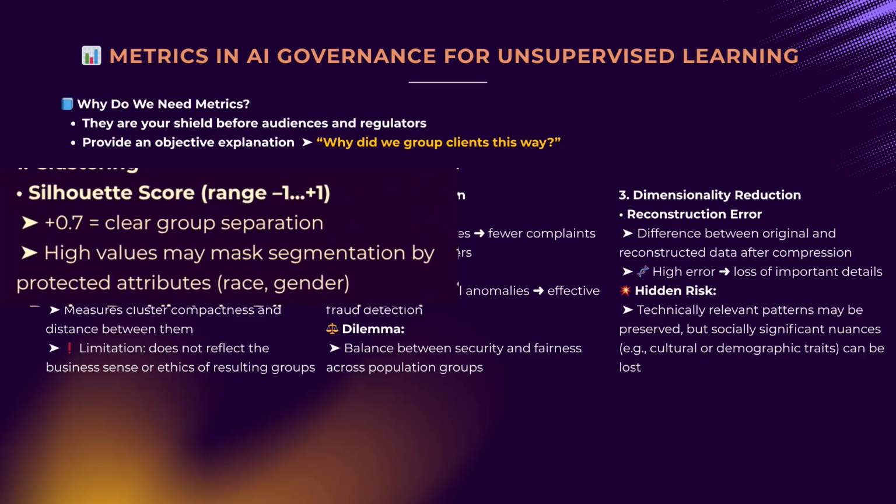Silhouette score is a measure of how clearly clusters are separated. Values range from -1 to +1. A score of, say, 0.7 means that clusters are well separated. For us, this is good news. It will be easier to explain the grouping logic to a regulator or client. But here too there can be a trap. An excellent silhouette score can occur when grouping people by race, gender, and other protected characteristics. The algorithm doesn't know that's unethical. To it, these are just clear, well-separated groups.